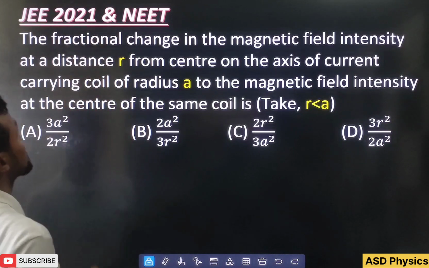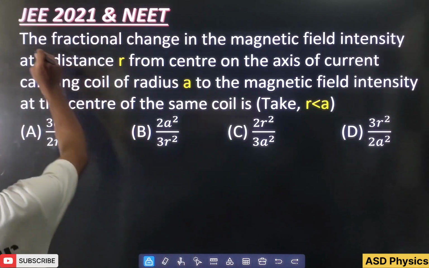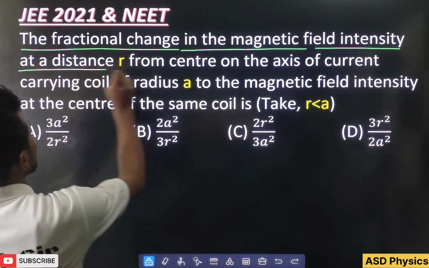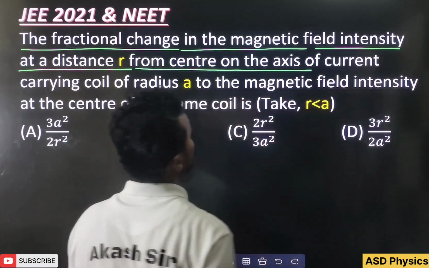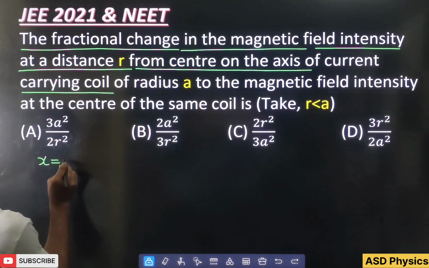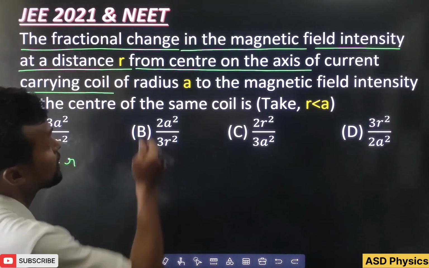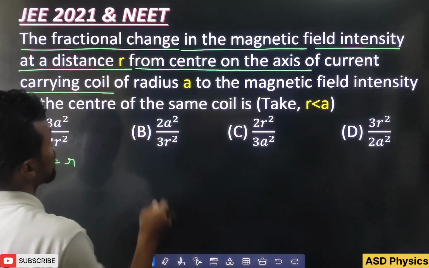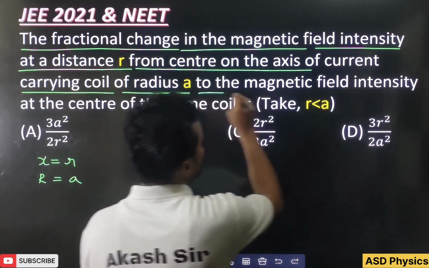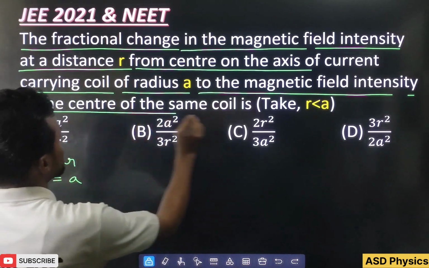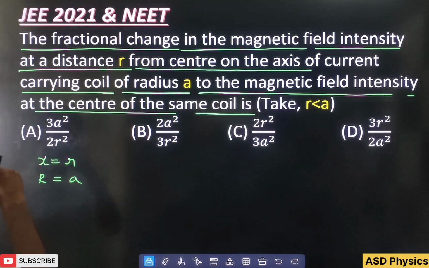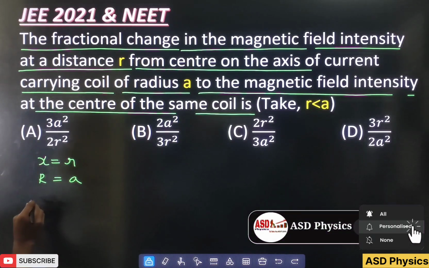The question came in JEE 2021. Very good question. That's why I have taken it here. The fractional change in the magnetic field intensity at a distance small r from center on the axis of a current carrying coil of radius a, compared to the magnetic field intensity at the center of the same coil, is how much? So here x is given as r, and radius is given as a.